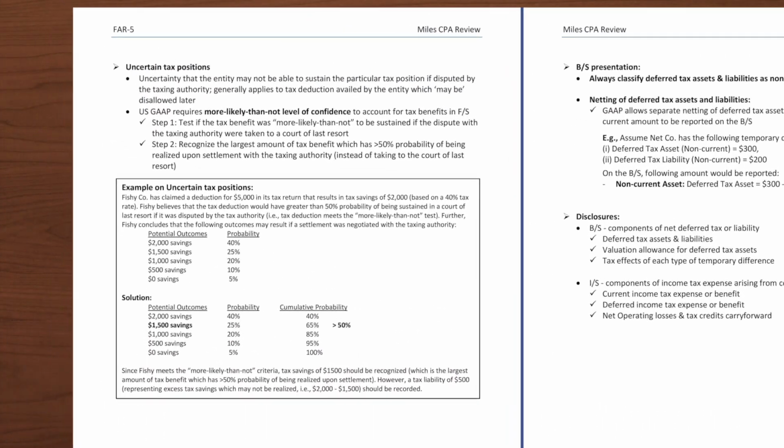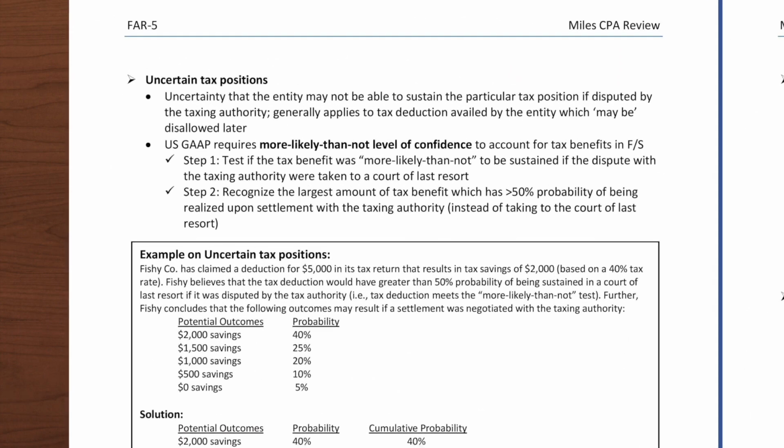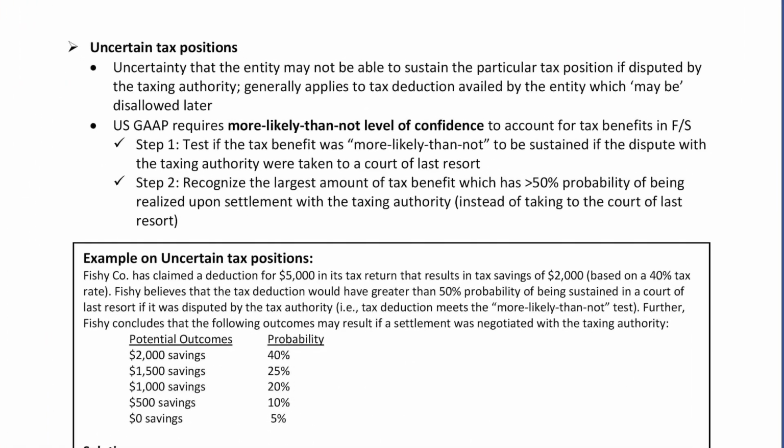Turn on to page 10, where we're looking at uncertain tax positions. Our worry here is that the IRS may disallow deductions later. So we might have taken deductions for expenses and losses, and the IRS, the income tax authority, may disallow those deductions and ask us to pay income taxes on them.